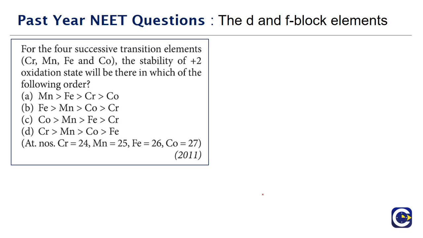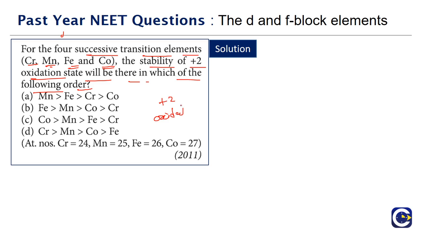Next we have a question that has come in the 2011. For the 4 successive transition elements, chromium, manganese, iron and cobalt, the stability of the +2 oxidation state will be in which of the following order? So what are they talking about? They are talking about the stability of the +2 oxidation state.